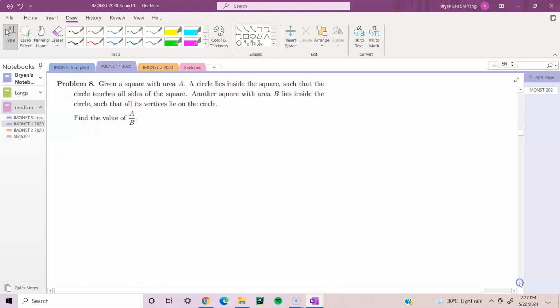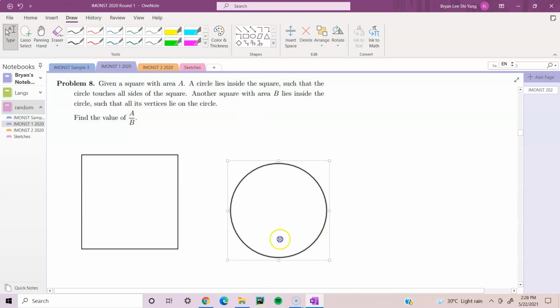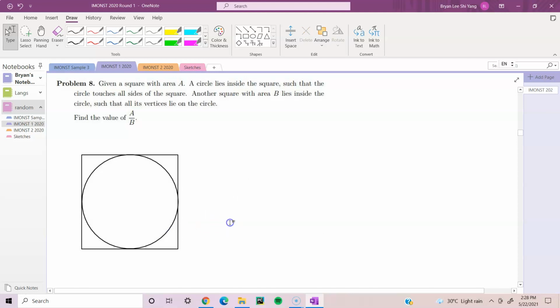Now, let's move on to problem 8. Given a square with area A, let's draw it like this. Then a circle lies inside the square such that the circle touches all sides of the square. So we need to put a nice circle here, something like this. And then another square with area B lies inside the circle such that all its vertices lie on the circle.